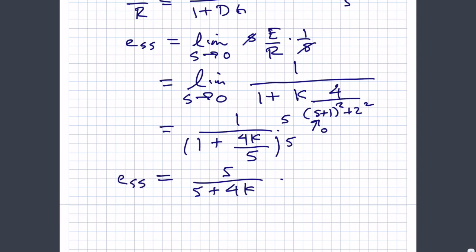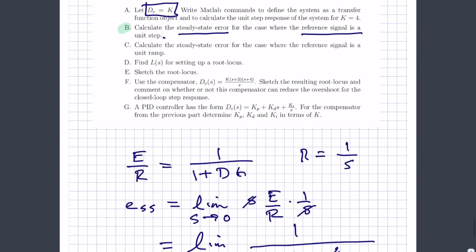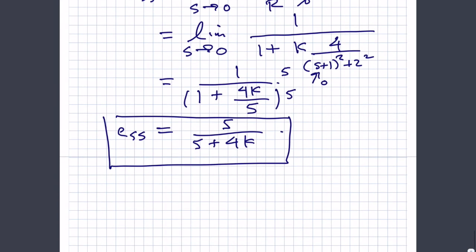Okay, so that's our answer for part B. And in part C, it's a type 0 system. So what is the steady state error for a type 0 system when you have the reference signal as a ramp?